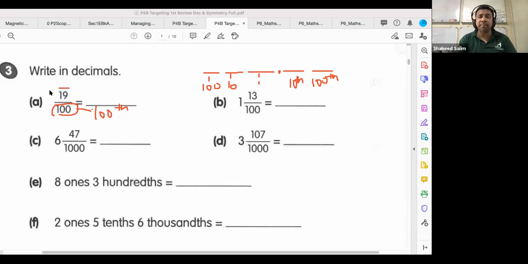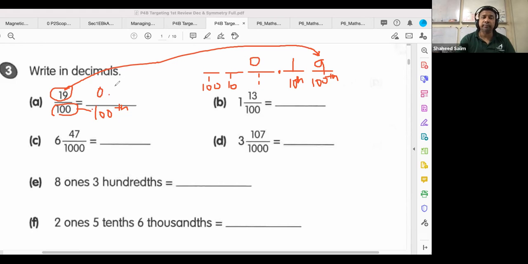So just put this number there. Last digit in the last part down here. So you put what? 9 here. And then 1, put here. What's the number behind? There's no whole number here, put 0. So 0.19. Okay, you try the next one. Try B on your own. Come on, you can do this.